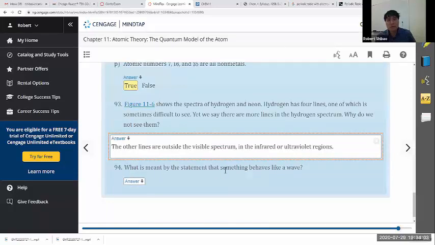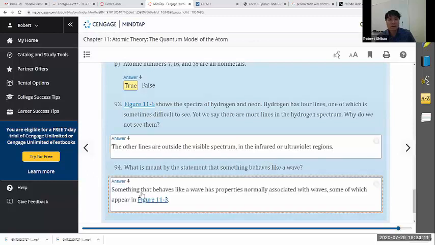What is meant by the statement that something behaves like a wave? It has wave properties, I guess. Something that behaves like a wave has properties normally associated with waves.